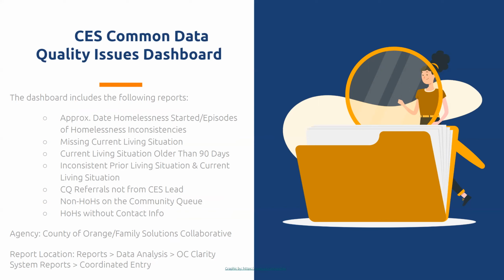Inconsistent prior living situation and current living situation. Community queue referrals that are not from the CES lead. Non-head of household on the community queue. Head of households without client or without contact information. So again, the agencies are the County of Orange and Family Solutions Collaborative. And the location of this dashboard is under Reports, Data Analysis, Orange County Clarity Reports, and Coordinated Entry. Next slide, please.